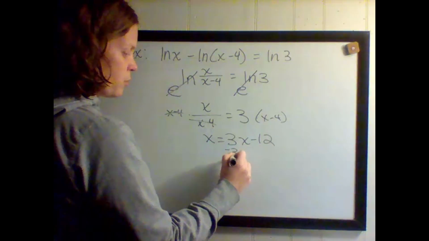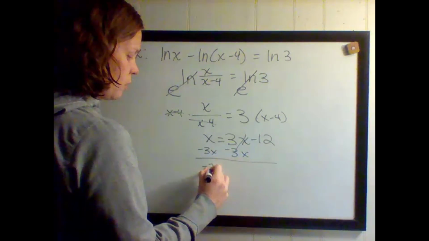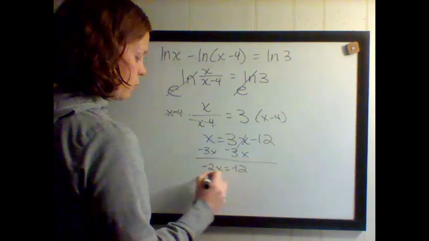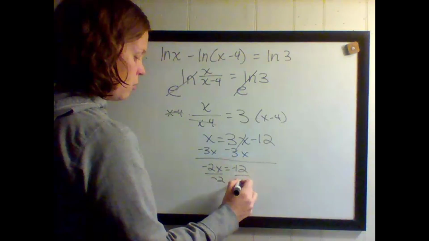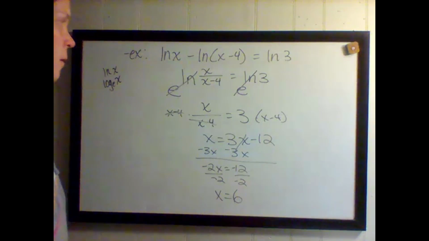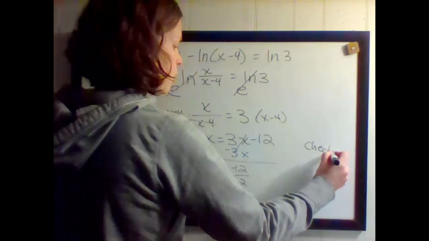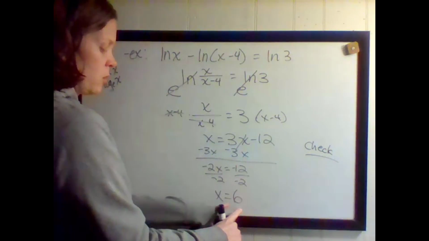So now let's bring the 3x over. So negative 2x equals negative 12. So x equals 6. Okay, now remember we have to always check these. So let's do a check. Check that x equals 6 is going to work.